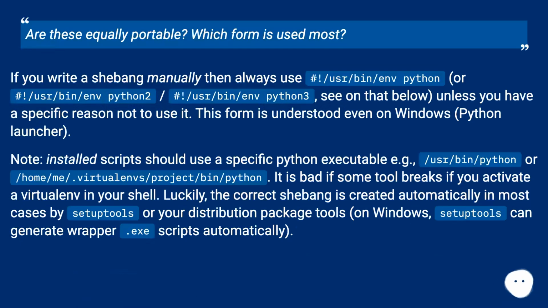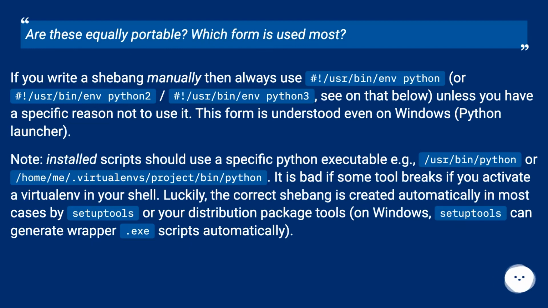Are these equally portable? Which form is used most? If you write a shebang manually, then always use /usr/bin/env python, or /usr/bin/env python2, or /usr/bin/env python3, see more on that below, unless you have a specific reason not to use it. This form is understood even on Windows, with the Python Launcher.